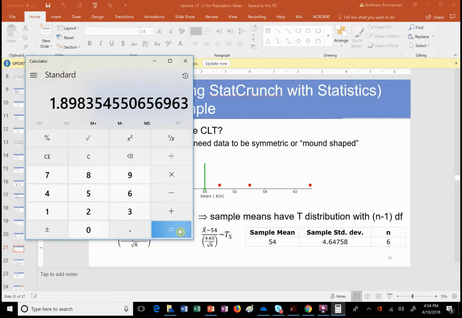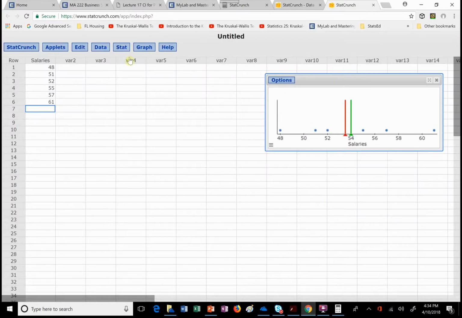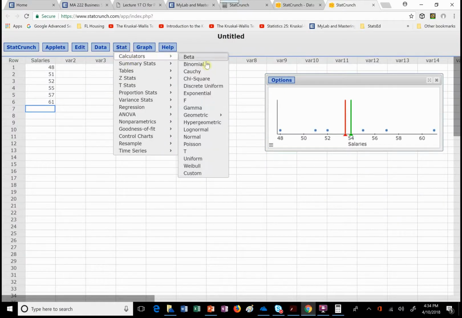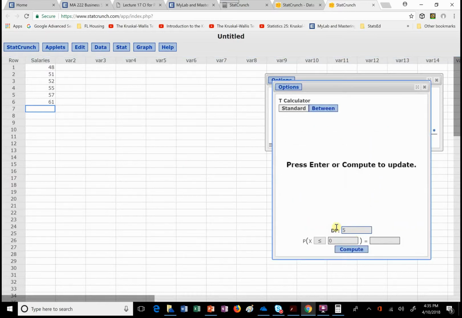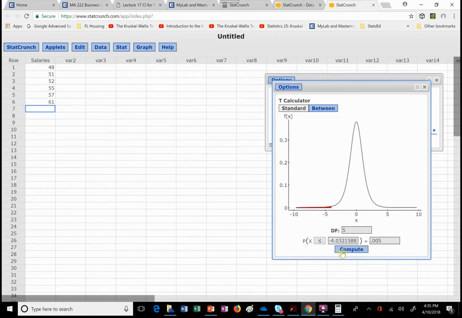And so we go to StatCrunch. Let's go to StatCrunch and work this out, because this is the hard part of the problem, right? So we go to StatCrunch, Stat, and usually we go to normal, right? Now we go to T, and I have 5 degrees of freedom. It's always one less than the sample size, right? And I'm going to put half of alpha down here. And so my t-score ends up being minus 4.032, but I'm going to take the absolute value, right? So you should get minus 4.032.